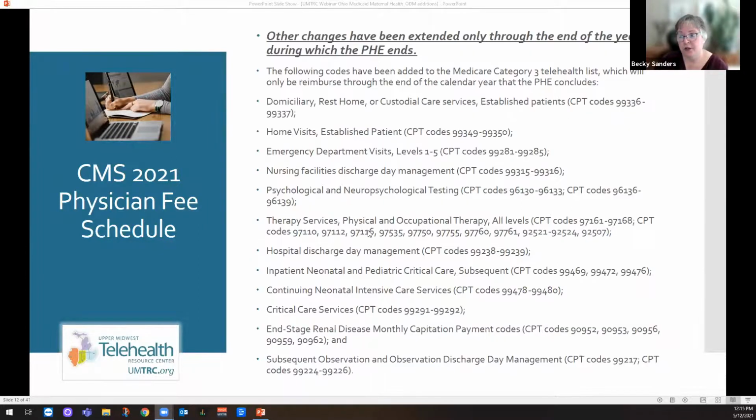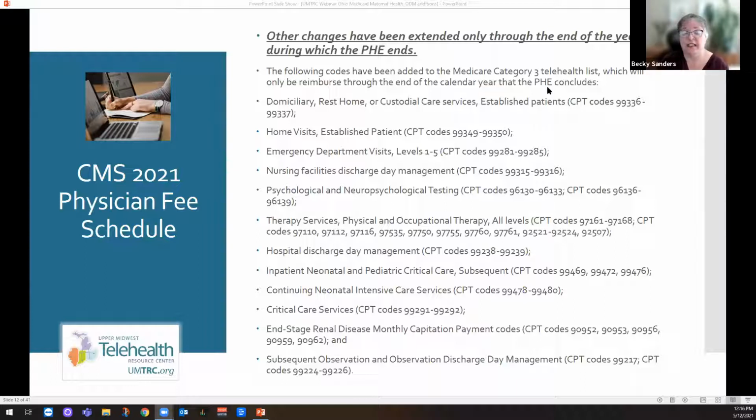Now those other codes that they did not add to the formal permanent list going forward, they have added to the Medicare Category 3 telehealth list, which is only to be reimbursed through the end of the calendar year during which the PHE or the public health emergency concludes. So that's why it's so important to understand when the public health emergency is going to sunset, because that will key on how long these codes are available.